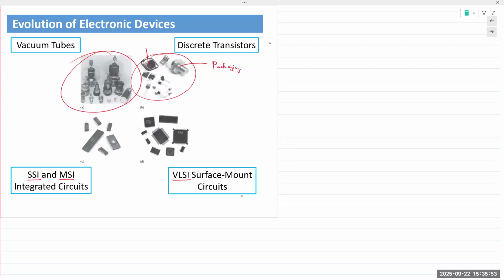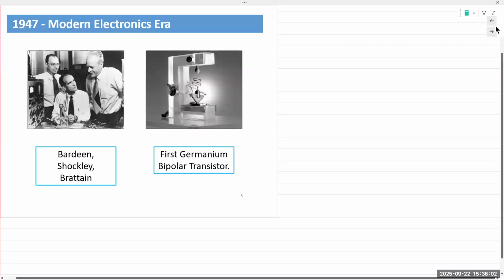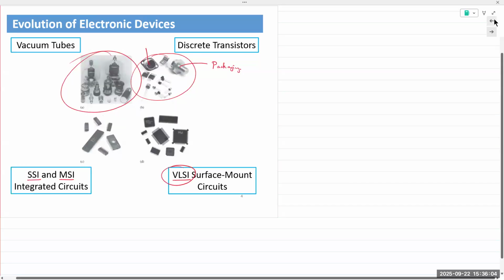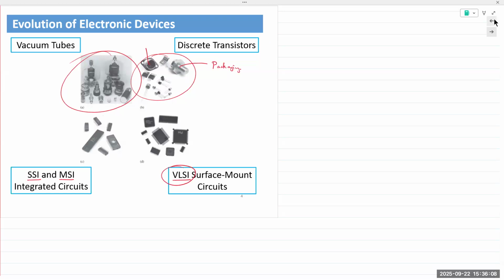VLSI is very large scale integration, simply taking a large number of components and putting them together. Modern electronics era. Just a little tangent: nowadays when you hear about VLSI, they always talk about microchips, this company is making a microchip and this company is making a microchip.